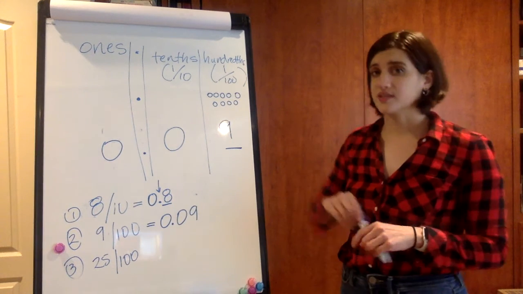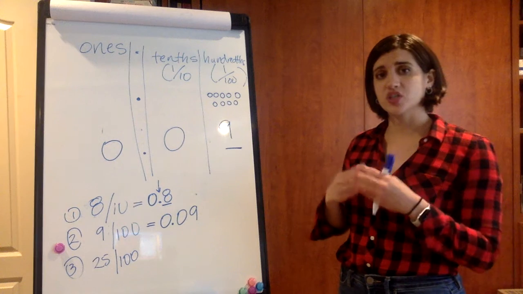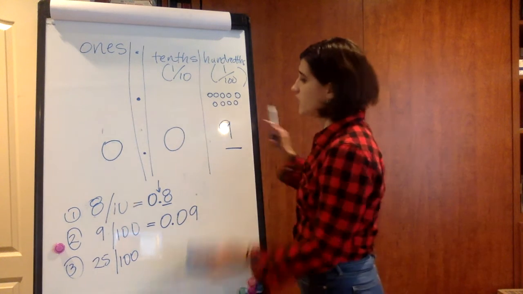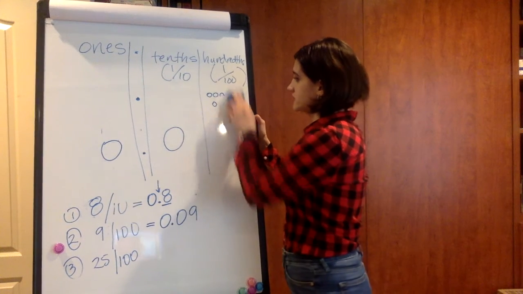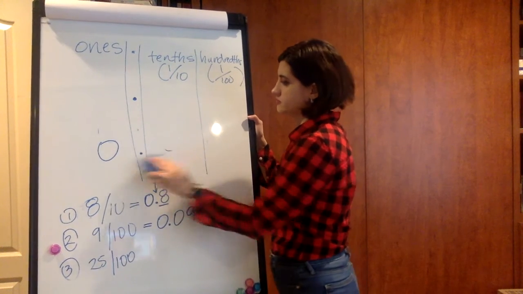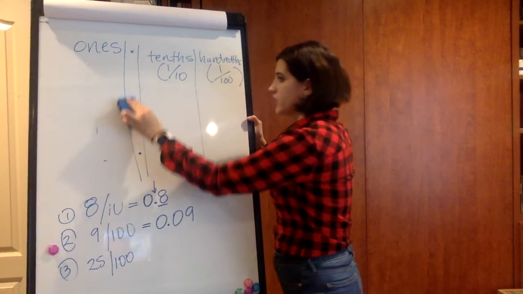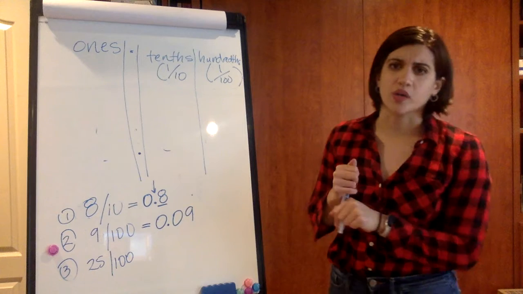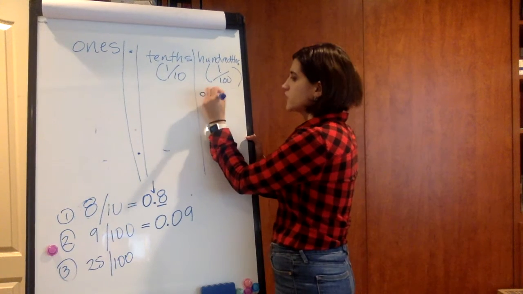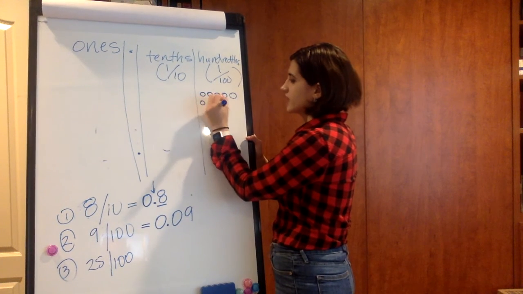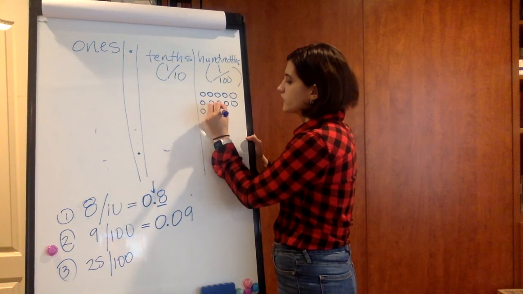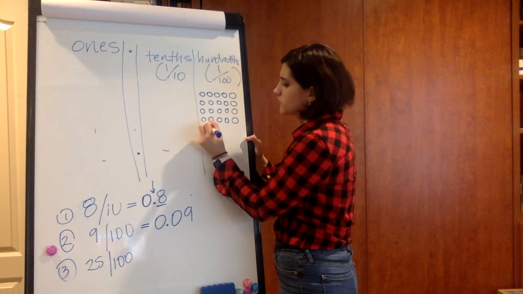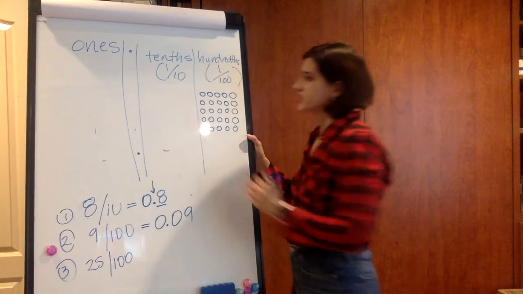Let's do a third one, and this is important, and I think it really shows the relationship between tenths and hundredths. So here I have 25 hundredths. And I'm going to draw it out. I know, 25 place values. If you're my student, you know I'm pretty quick at drawing them though. 1, 2, 3, 4, 5, 6, 7, 8, 9, 10, 11, 12, 13, 14, 15, 16, 17, 18, 19, 20, 21, 22, 23, 24, 25 hundredths.